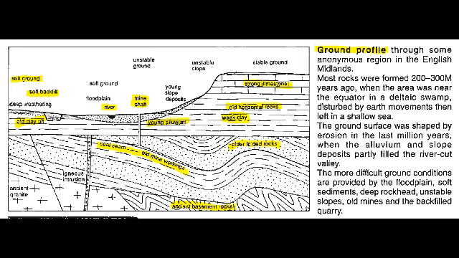Ground profile through some anonymous region in the English Midlands. Most rocks were formed 200 to 300 million years ago when the area was near the equator in a deltaic swamp, disturbed by earth movements, then left in a shallow sea. The ground surface was shaped by erosion in the last million years, when the alluvium and slope deposits partly filled the river-cut valley. The more difficult ground conditions are provided by the floodplain, soft sediments, deep rockhead, unstable slopes, old mines, and the backfilled quarry.